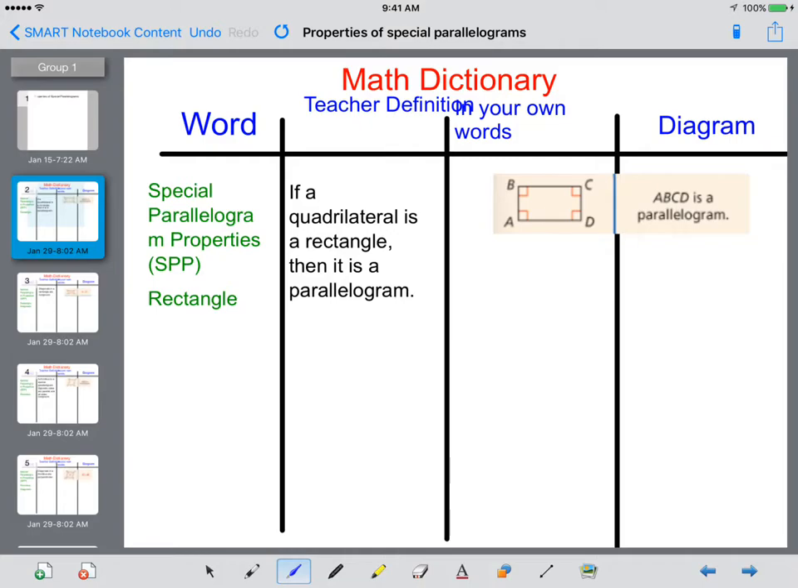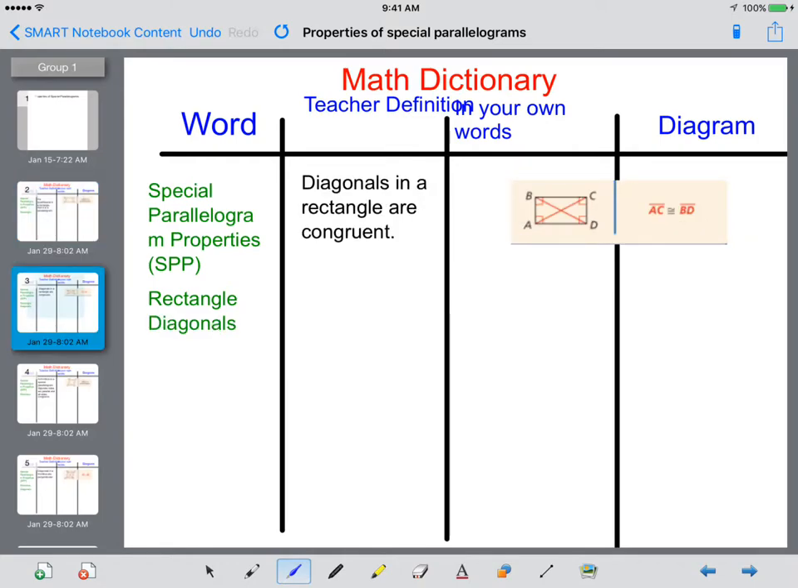If a quadrilateral is a rectangle, then it is a parallelogram. A rectangle assumes all the same properties of a parallelogram that we had in the previous lesson. The diagonals in a rectangle are congruent. So that means AC is congruent to BD.